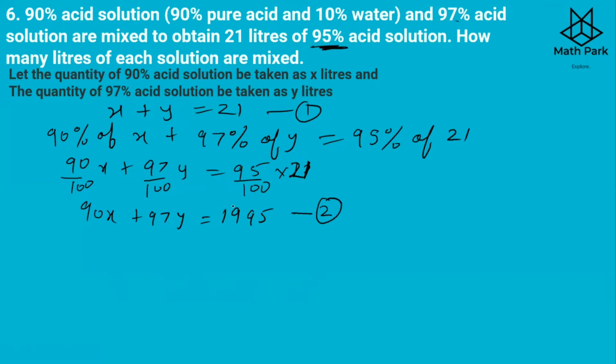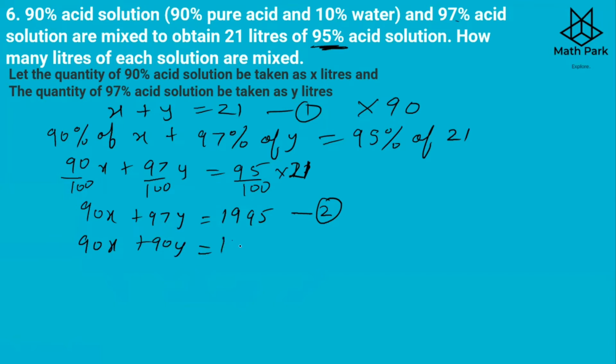Now we have to solve this equation. For solving this, we'll have to multiply the first equation by 90. So multiplying equation 1 by 90, we get 90 into x is 90x, 90 into y is plus 90y, equal to 21 into 90.